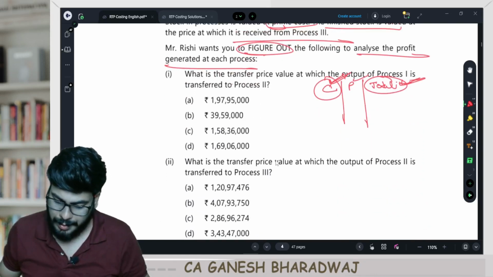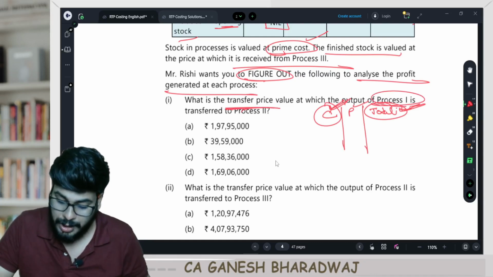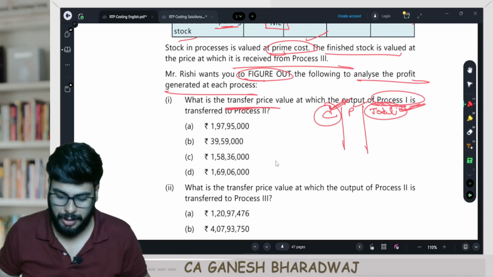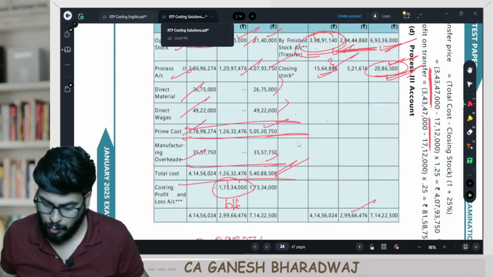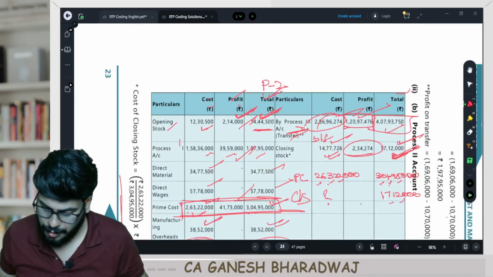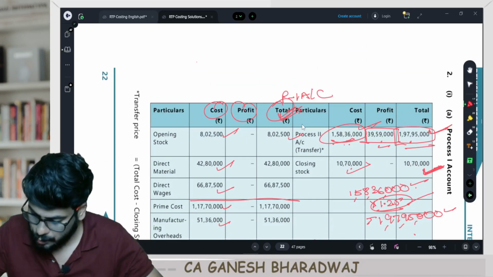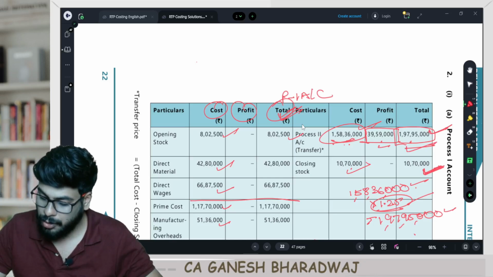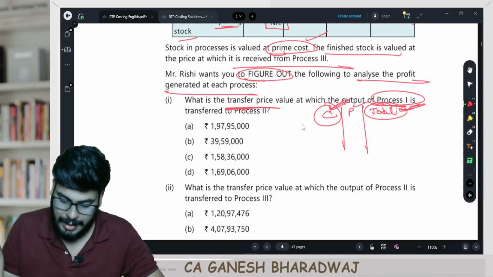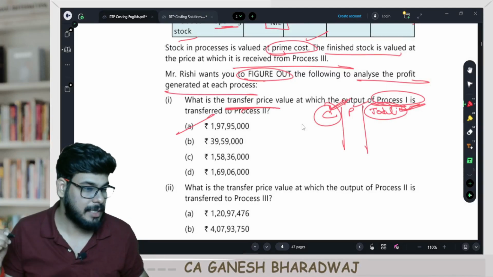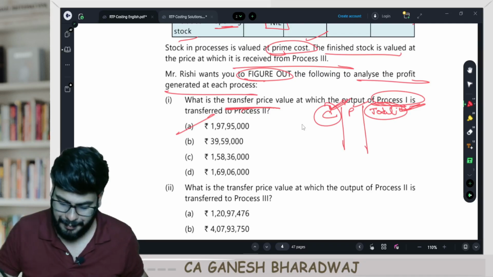Now, first question: what is the transfer price value at which the output of process 1 is transferred to the next process 2, right? So, transfer price value of output of process 1. You can just go and find it here. So, the TP, the transfer price value of output of process 1, is going to be 1 crore 97 lakh 95,000. So the answer is going to be answer A. Clear with this, guys? Fine. The next question.